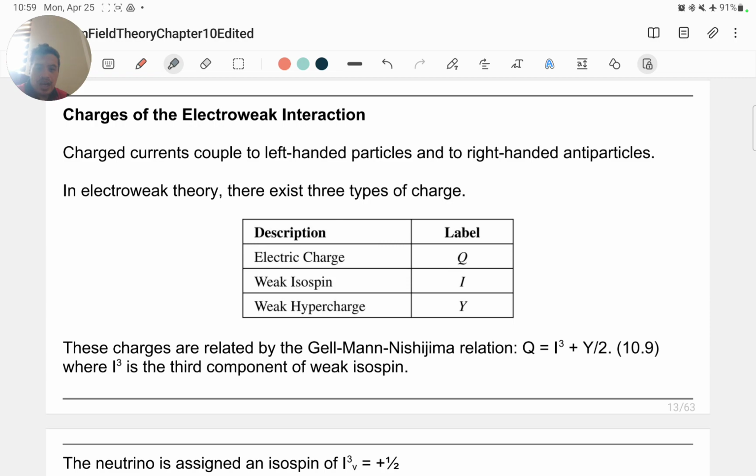Q equal to I3 plus Y over 2. I3, not IQ. I3 is the third component of the weak isospin. So for a neutrino, the weak isospin I3 is just 1/2. But anyway, the electric charge is related to the sum of the third component of the weak isospin, plus 1/2 of the hypercharge.